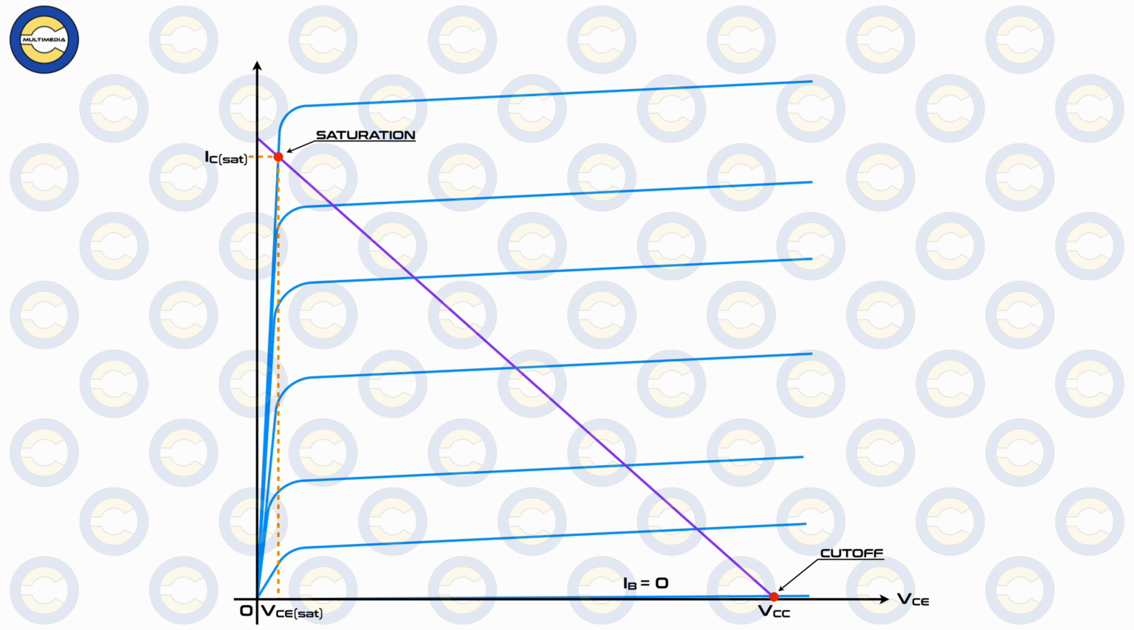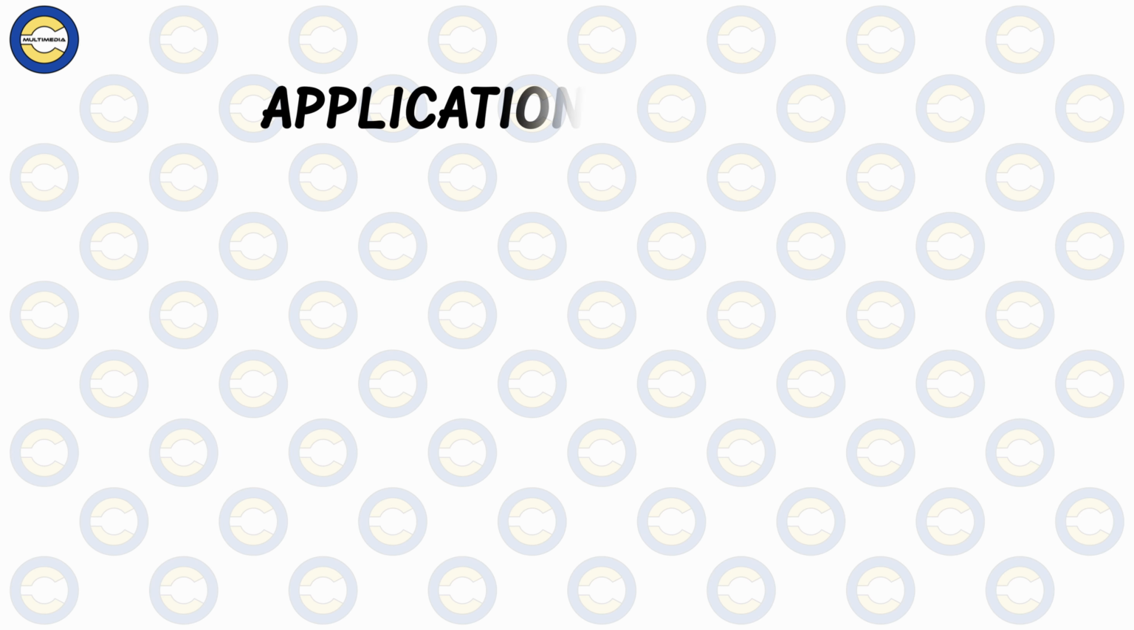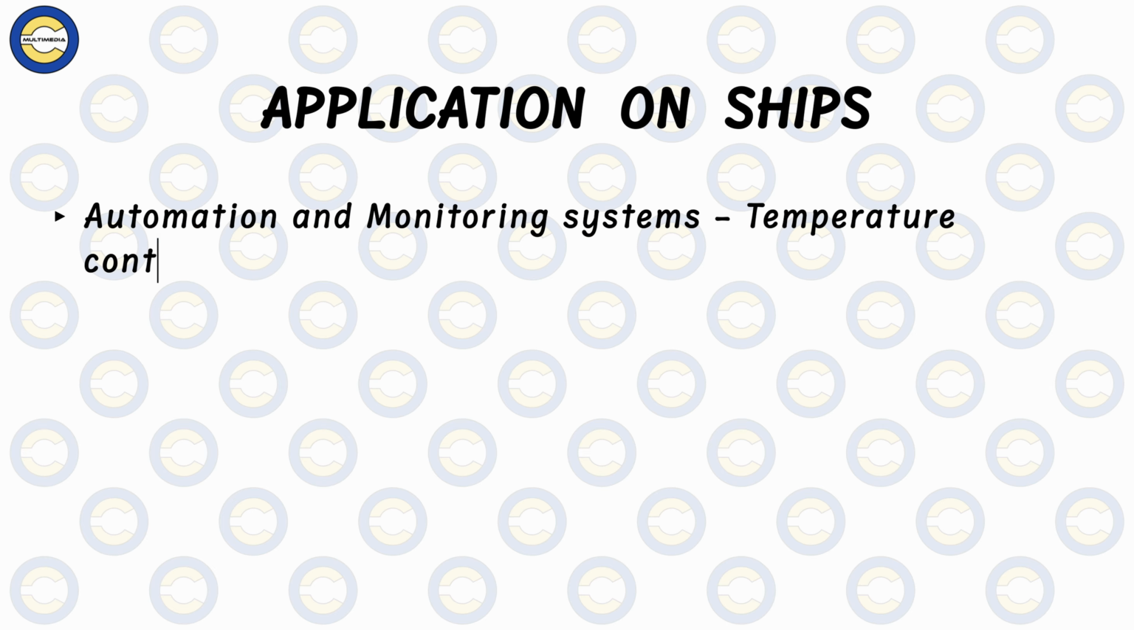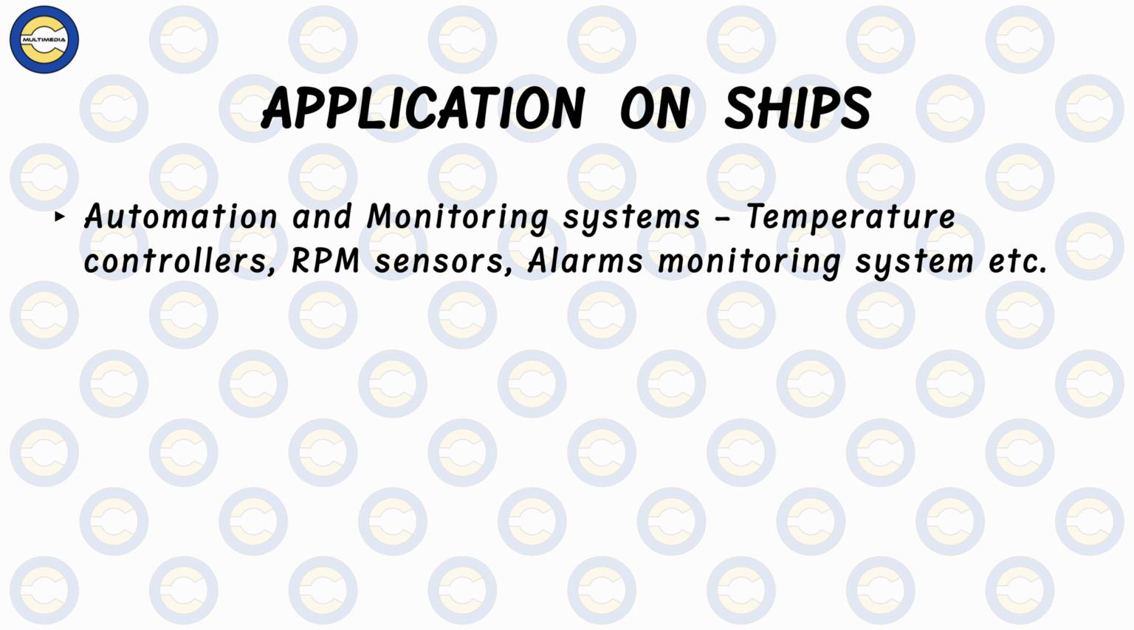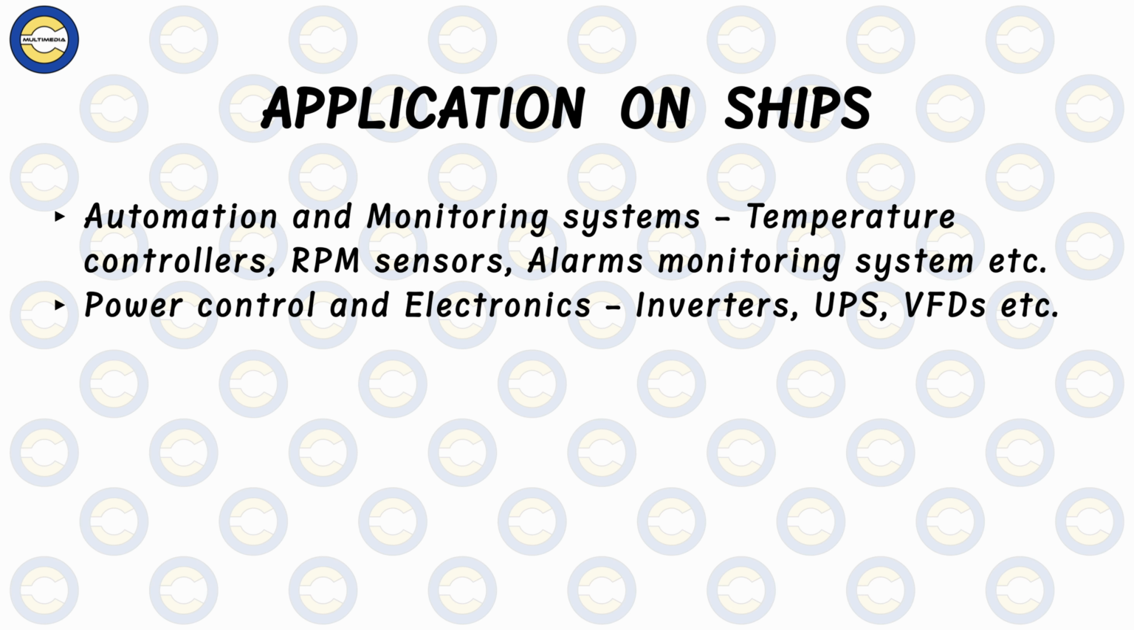Through all this explanation and through understanding the nature of the transistor, we can now have a very good understanding of where this device can possibly be implemented on board ships. Transistors are used very widely in the maritime industry. They can be used in automation and monitoring systems in items such as temperature controllers, RPM sensors, or even bridge control consoles and alarm monitoring systems. Within the power control and electronics part, they can be used in inverters, UPS, battery charging systems, or even VFDs.